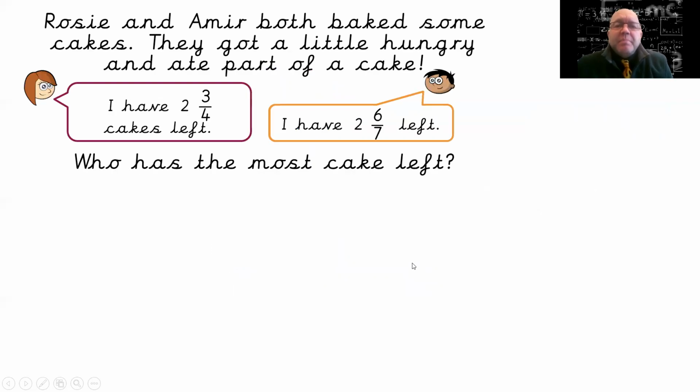Right, Rosie and Amir, they both baked some cakes, but they got a bit hungry and ate part of a cake. Okay, so they each baked 3 cakes, but now Rosie has only got 2 3/4 cakes left. Amir has got 2 6/7 of his cakes left. Who has the most cake left? So we're asking which of these two mixed numbers is the largest? Right, so there's our question. 2 3/4, is that greater than or less than 2 6/7?